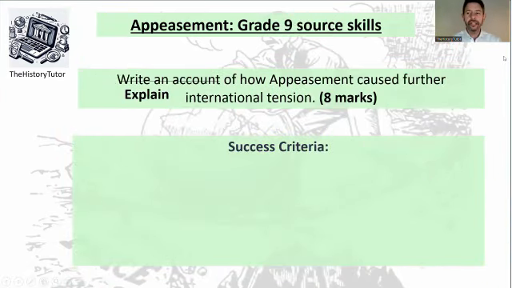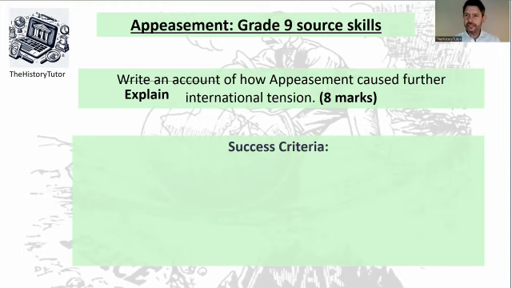So here is our write an account question, and we're going to write an account of how appeasement caused further international tension. I've already done the bit I've done in all my other videos for you, the bit where I cross out write an account and put the word explain. So therefore, we're explaining how appeasement caused further tension in Europe.